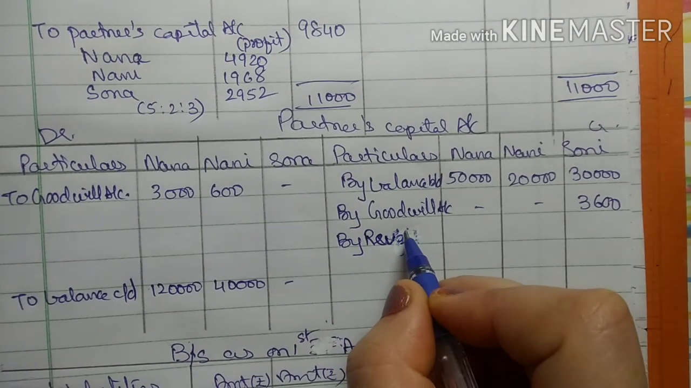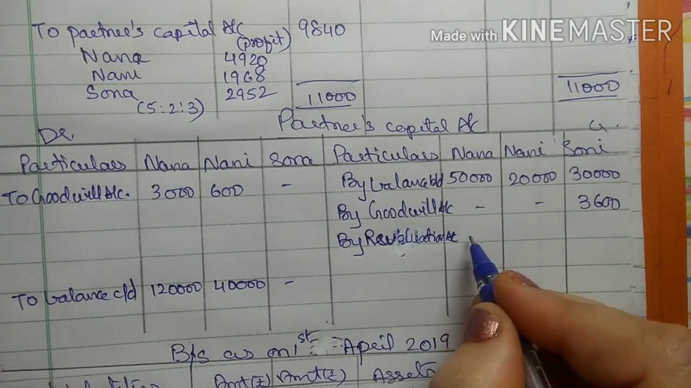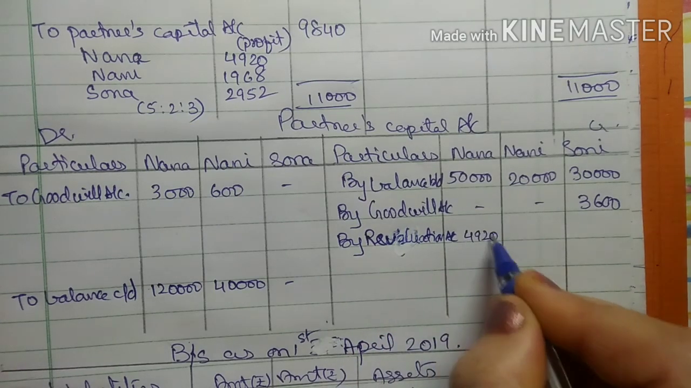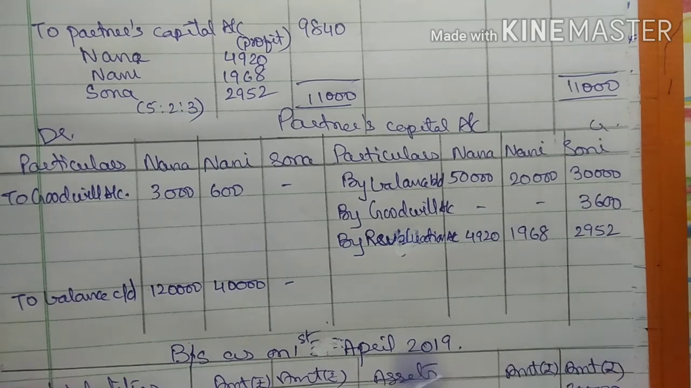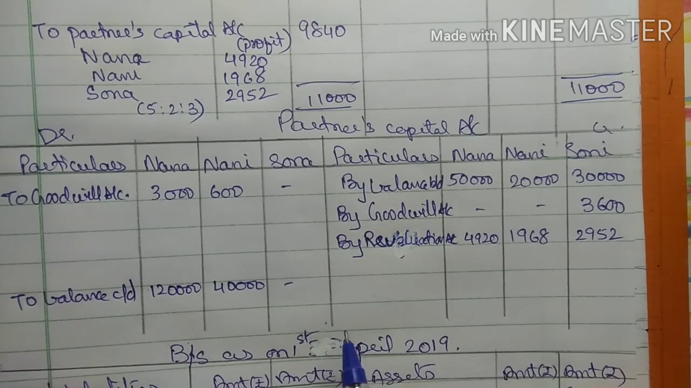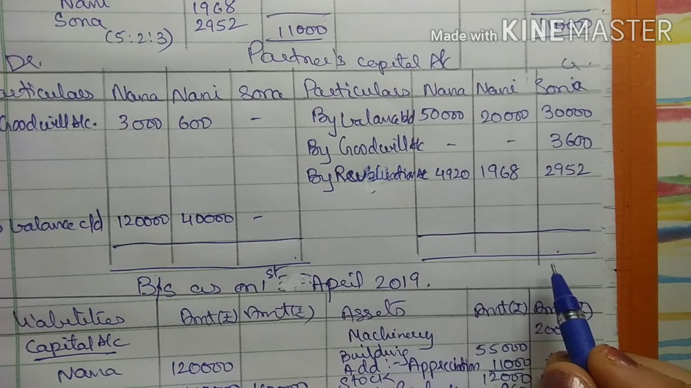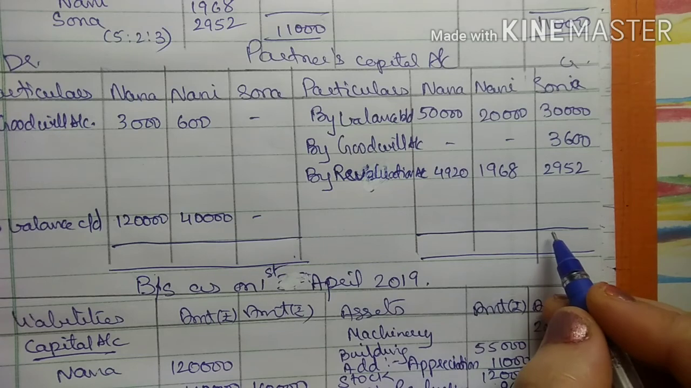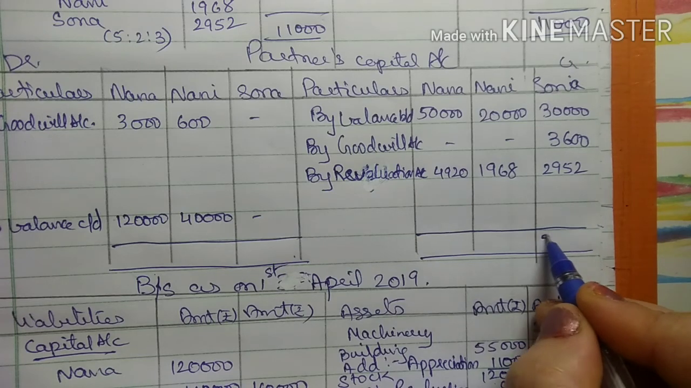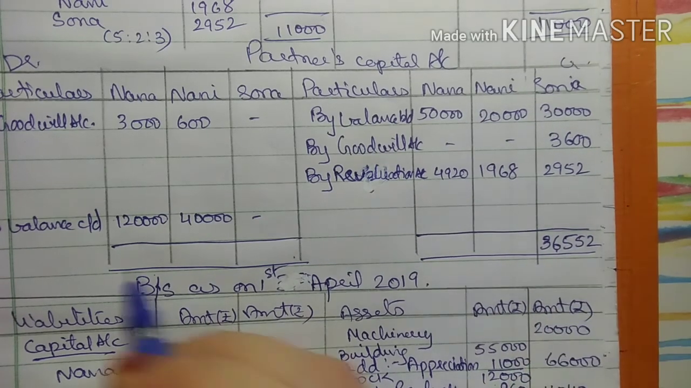by revaluation account, and the amount is 4920, 1968, 2952. Okay, now we will close the partner's capital account. So when we will close the partner's capital account, first we will close Sona's column. So the amount here is 36,552, right?